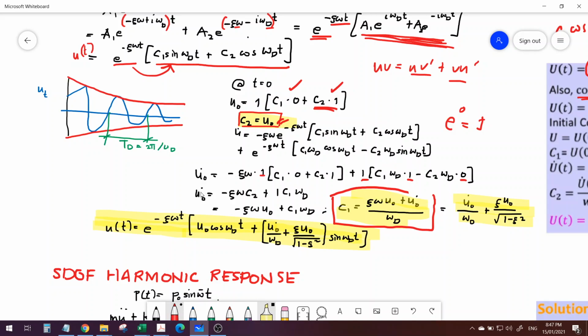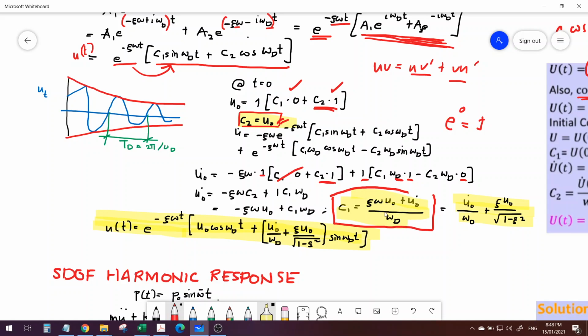Okay? So simplify further, u dot or first derivative is equal to negative C omega C2 because this is 0. Ito lang yung may value, plus 1 C1 omega d. Further simplify, negative C omega, because C2 is u naught, negative C omega u naught plus C1 omega d. So we can now transform this equation to get C1, wherein C1 is now equal to C omega u naught plus u dot all over omega d.